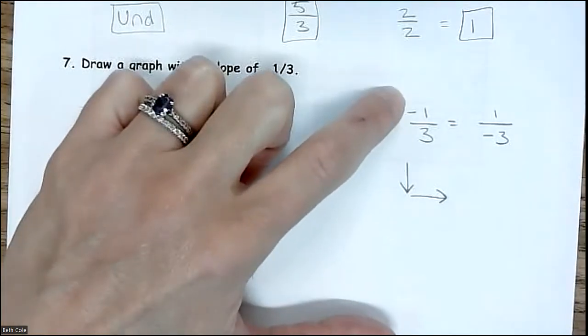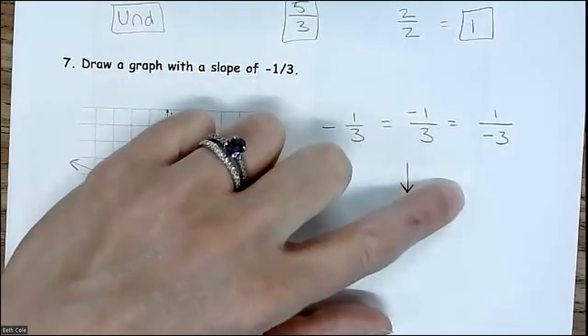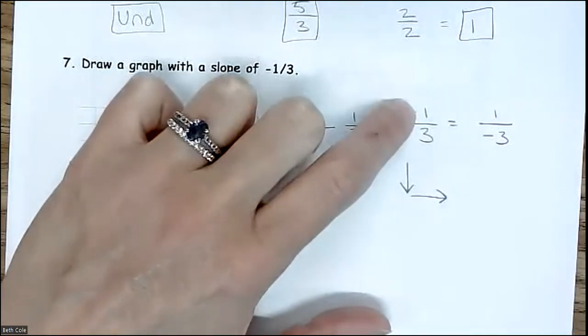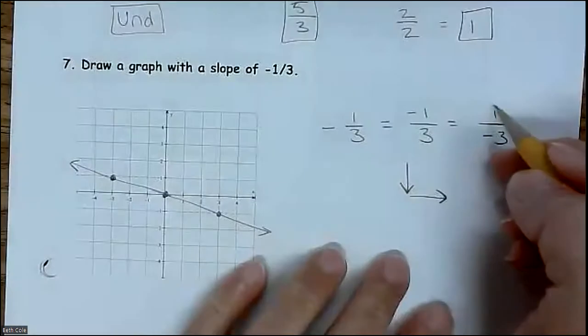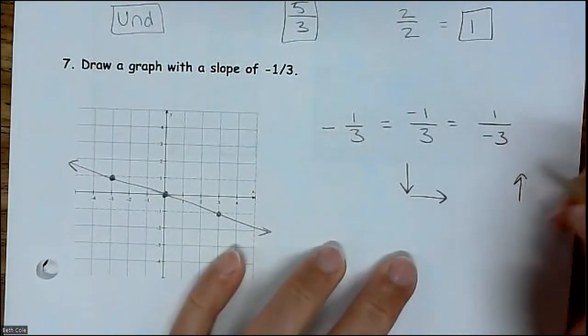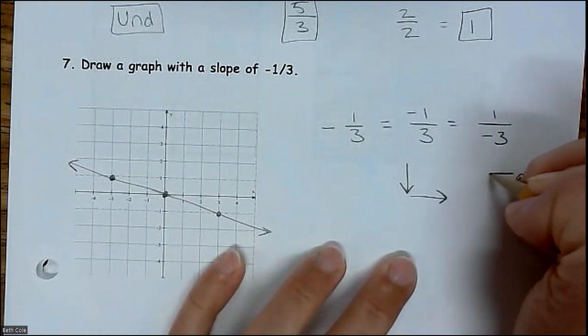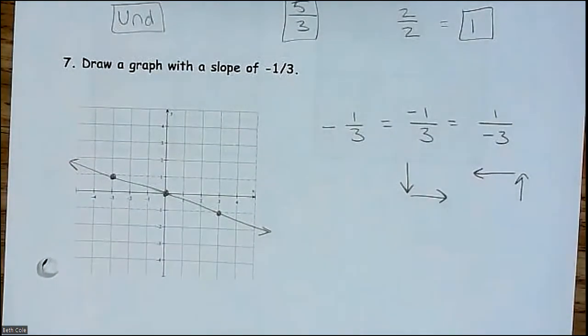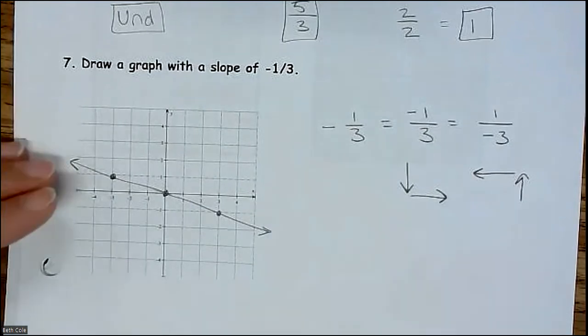Do you see what I'm saying? The negative's there. You would go down 1, right 3. Down and then right. This positive one, that would mean up 1, but the negative's there. You would go left 3. Again, they mean the same thing, and the more we practice it, the more you'll get used to it. It doesn't matter where you put the negative, okay?